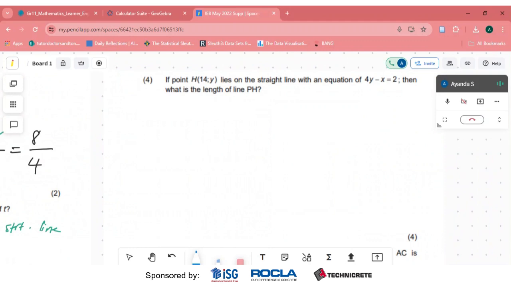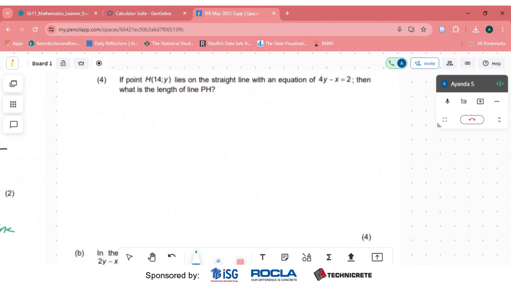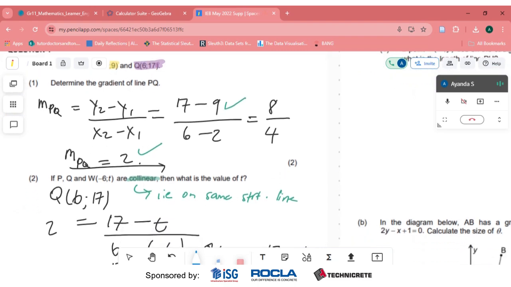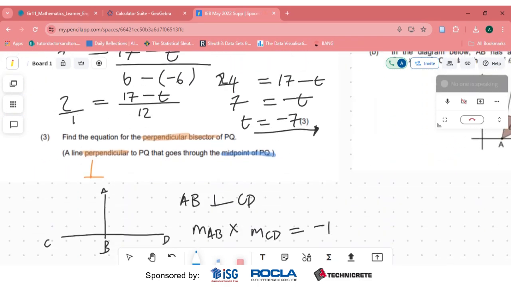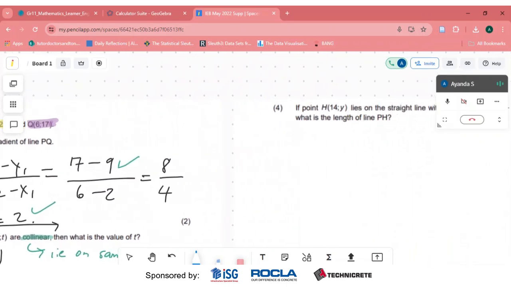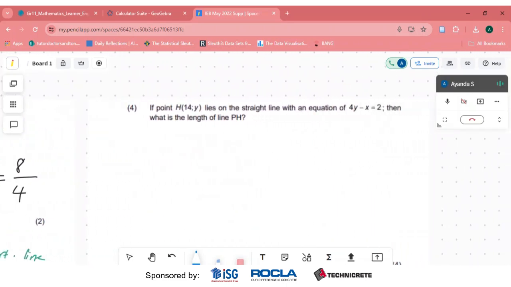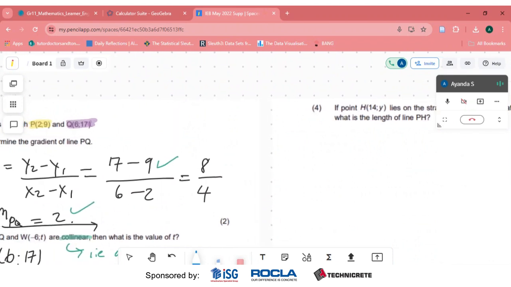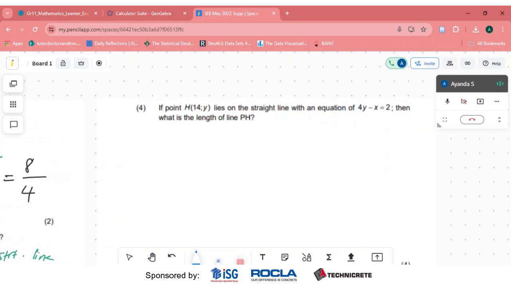If point H is 14 and y, and lies on the straight line with an equation 4y minus x is equal to 2, then what is the length of PH? Remember, this is all still in the same question with all these points P, Q, W, and the perpendicular bisector. So all of that information can still be helpful. Well, let's start off by reminding ourselves what the coordinates of P were. So P is 2 and 9.